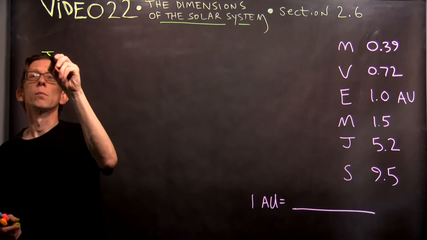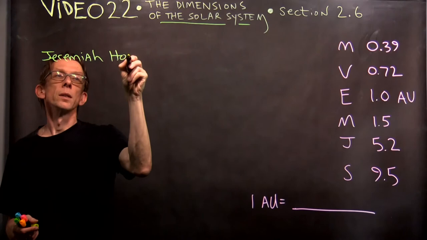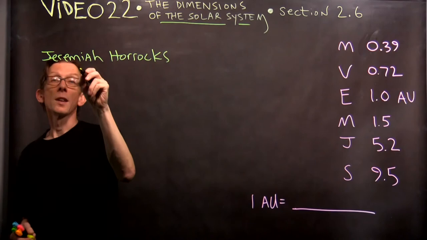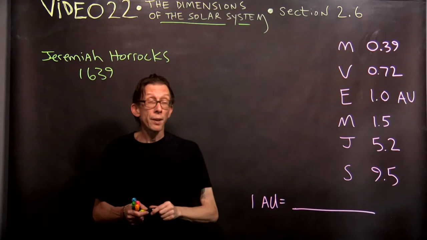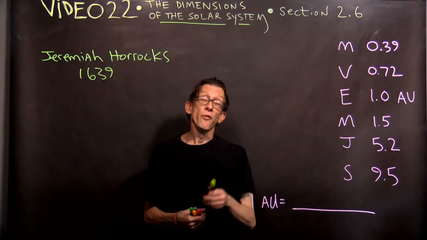And this was in England in 1639. Kepler was still alive. And what happened is that every now and again, we just passed a pair of these, Venus crosses in front of the Sun.